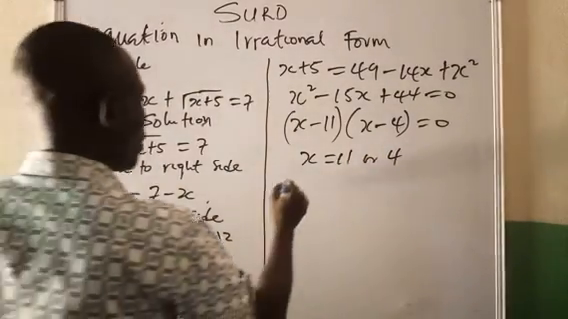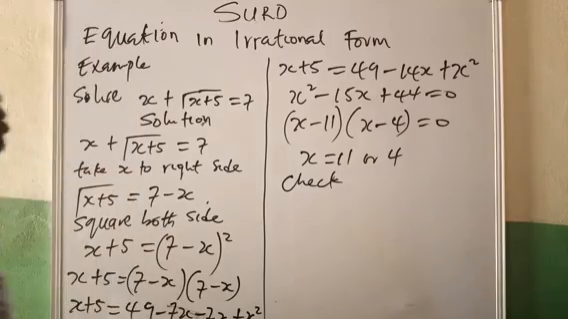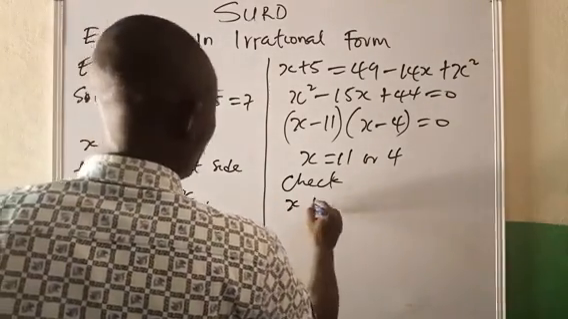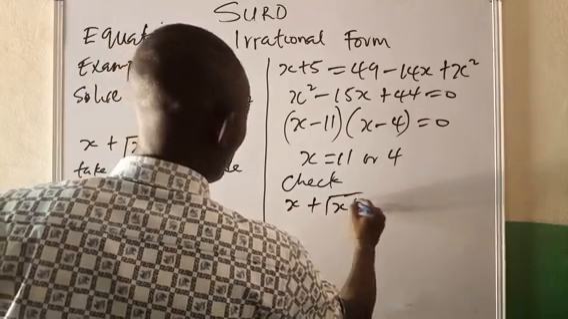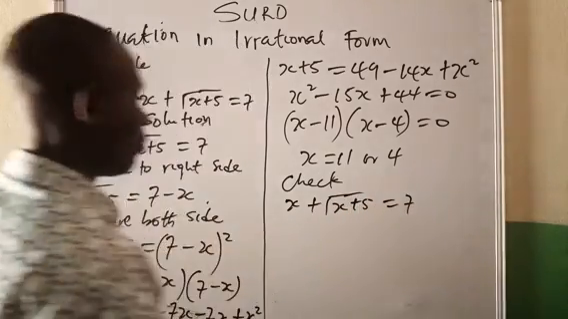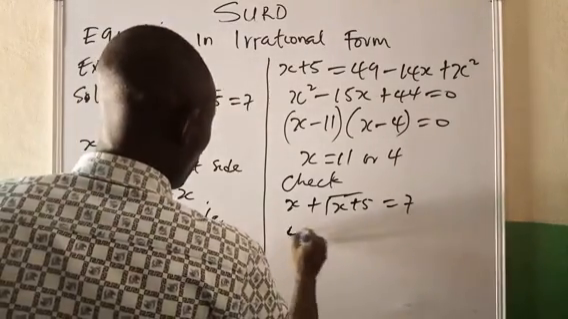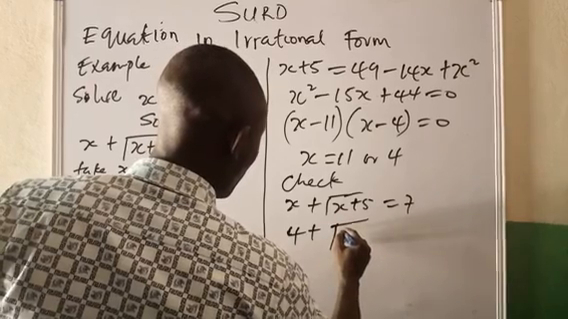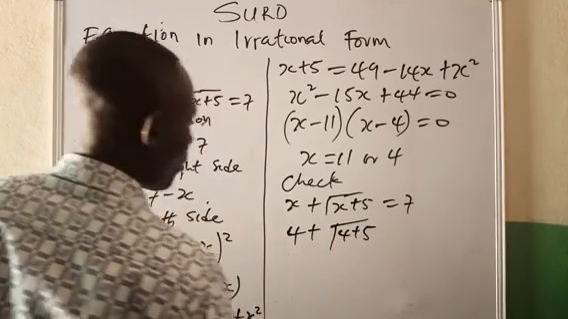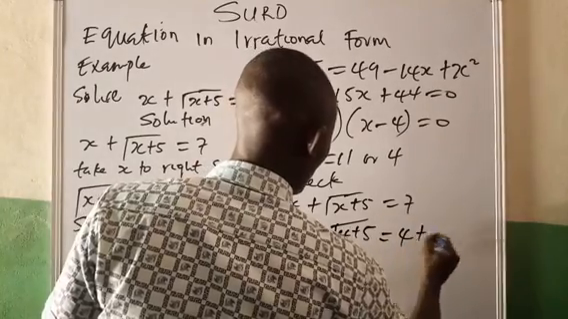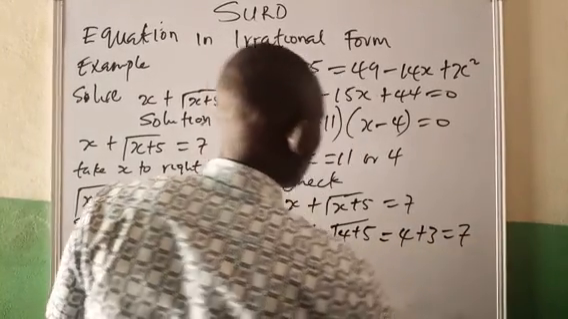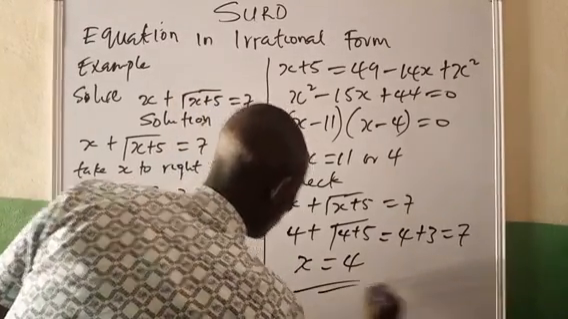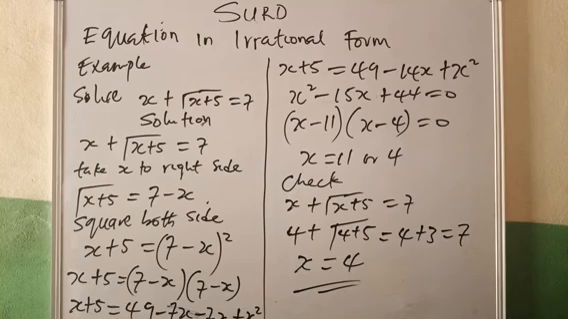So let's check which of the answers is correct. If s is 4, remember that we are looking at s plus the square root of s plus 5 is equal to 7. So we have 4 plus the square root of 4 plus 5, which is equal to 4 plus the square root of 9, which is 3, which is 7. So the correct answer is s equal to 4.